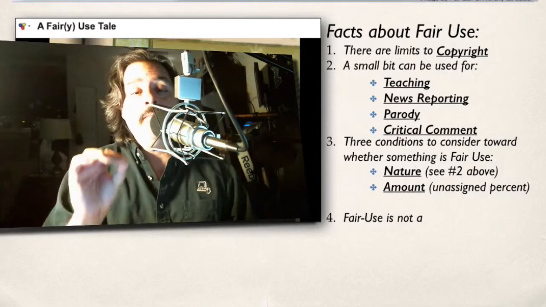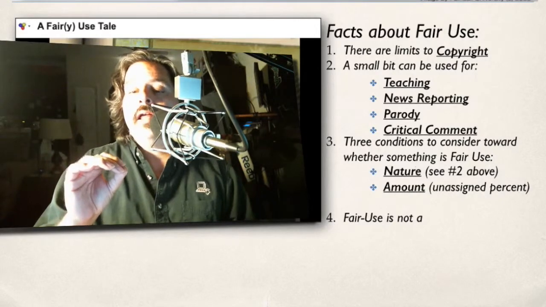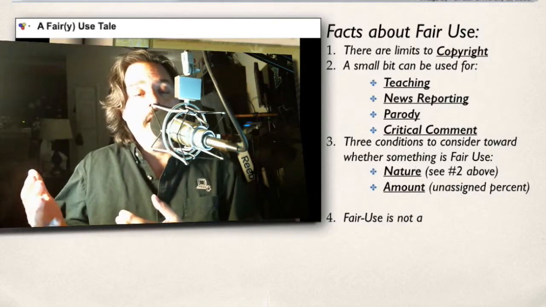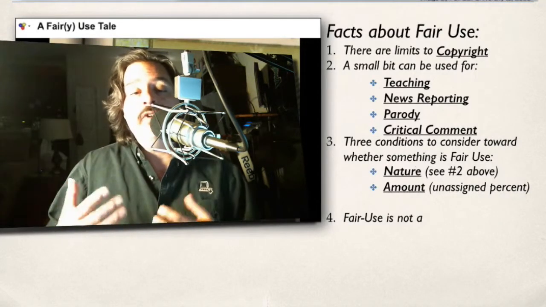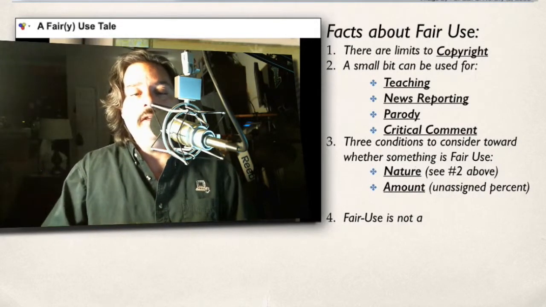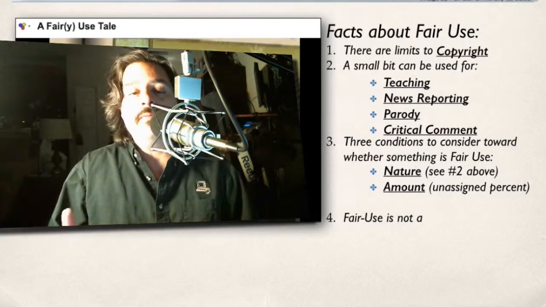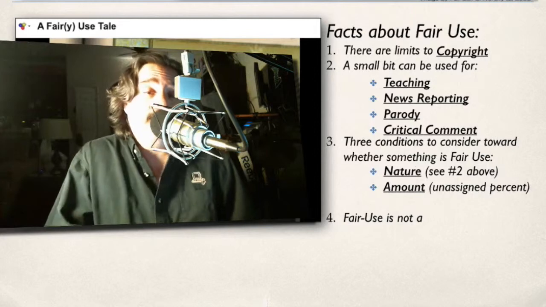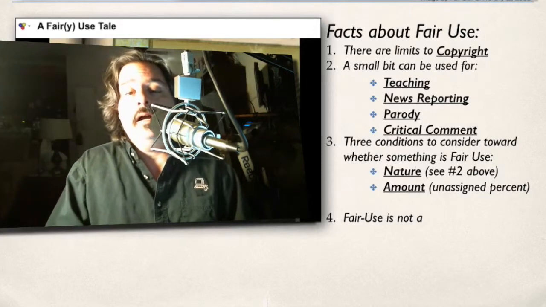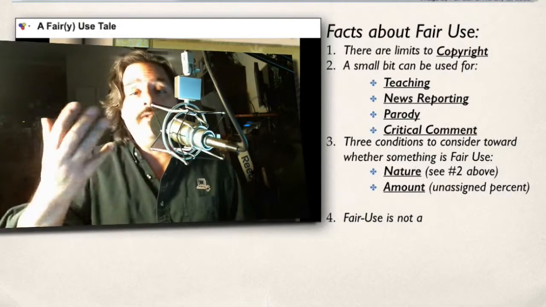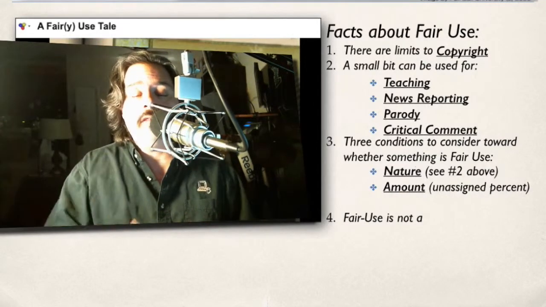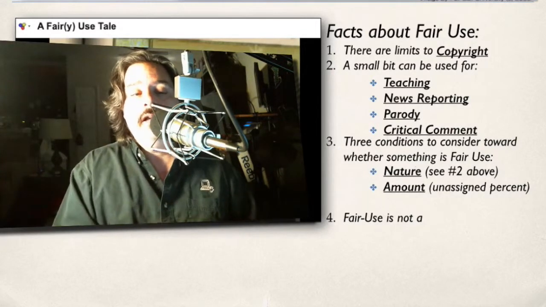It's an unassigned percentage. So this is where the difference is between what is legal and what we would call policy. This is where you hear of the 7-second rule, 30-second rule, this sort of thing. People are uncomfortable with the idea of an unassigned percentage, but that's how it's spelled out. You have to just recognize that it obviously cannot be the whole. If you are engaged in teaching and you want to use a whole book, then you have to get the rights to the book or purchase the book. You can't use fair use if you want to use the whole thing.